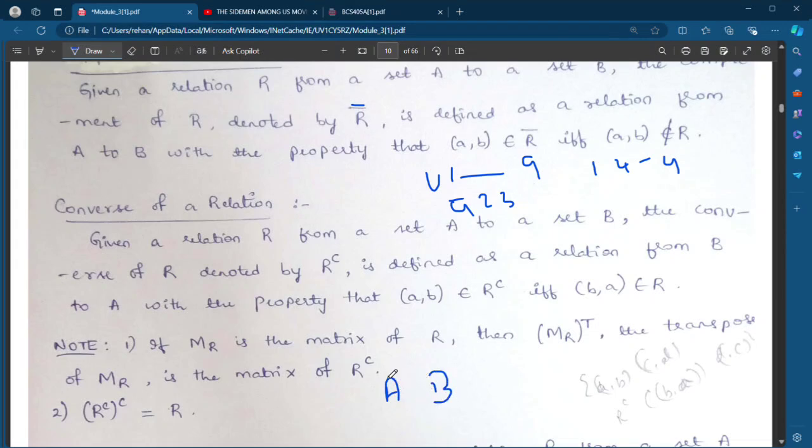For example, 1, 2, 3, 4 is there. Here 4, 5, 6 is there. 4 and 4 is common, right? So we might get the same elements. For example, (4, 4) from here, (4, 4). So we can say that relation which is converse.